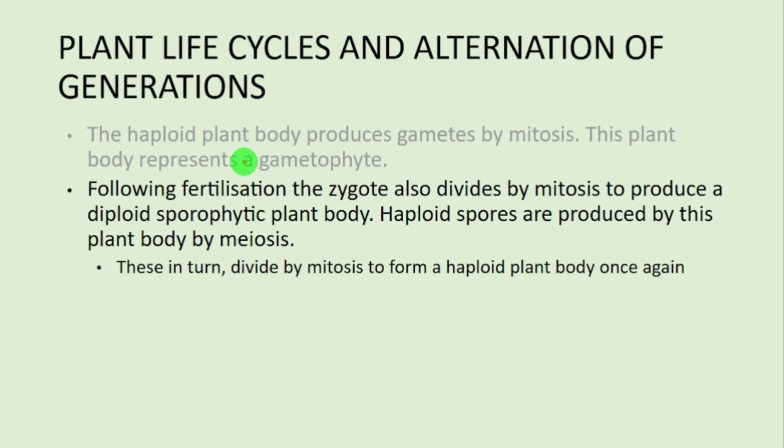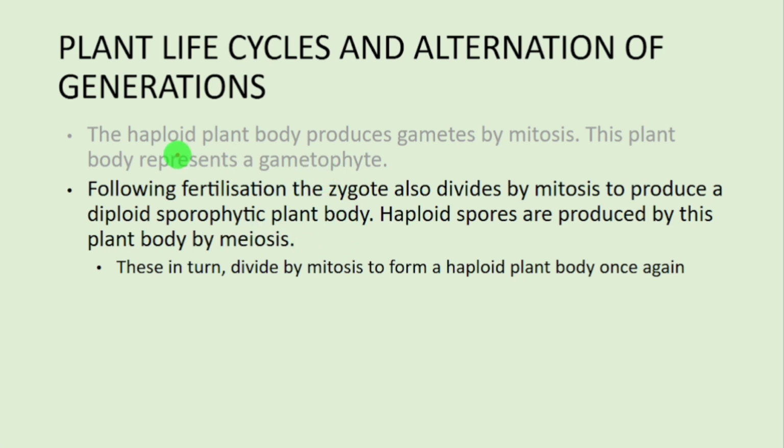Then these gametes will fertilize and form a zygote. Zygote will divide by mitosis to produce a diploid sporophytic plant body. Because zygote is the result of fusion of two gametes, it will be diploid. So if this forms a structure by mitosis, the whole structure will be diploid. That plant body is called the sporophytic plant body. This was the gametophytic plant body. This is the sporophytic plant body.